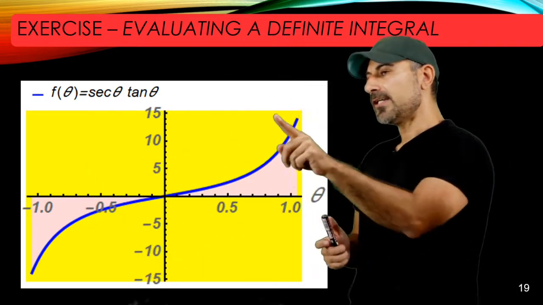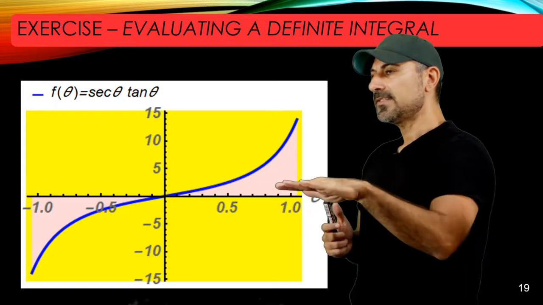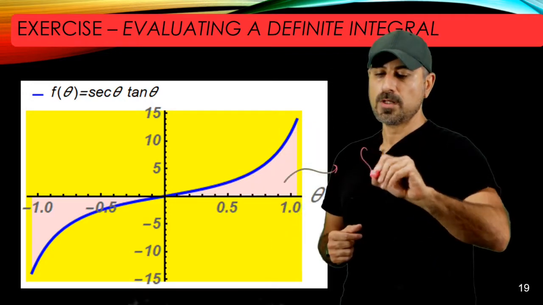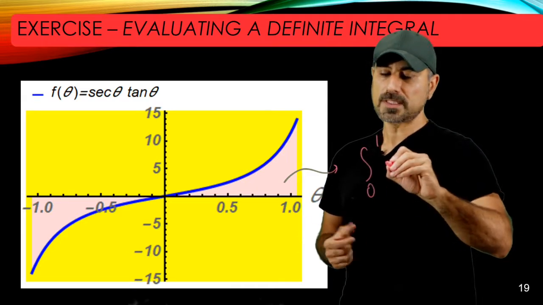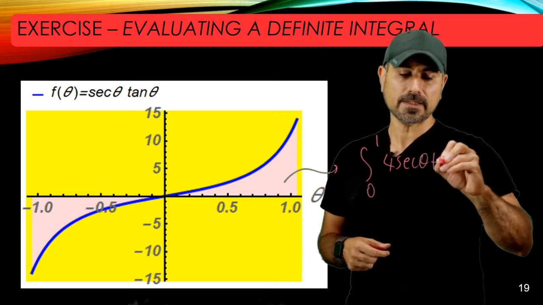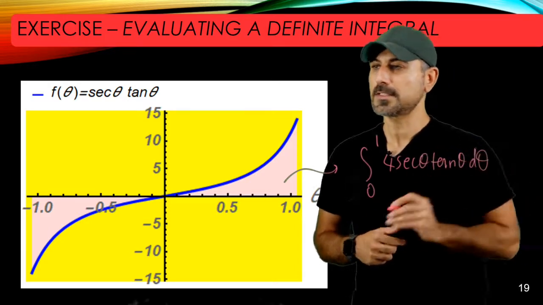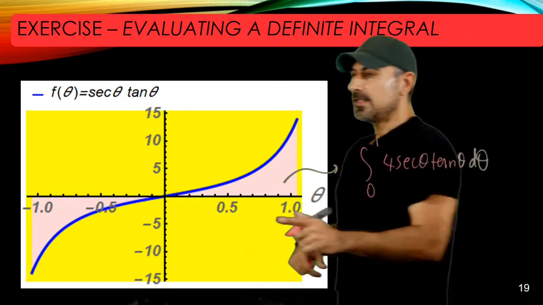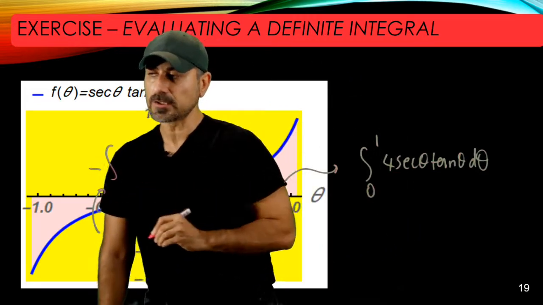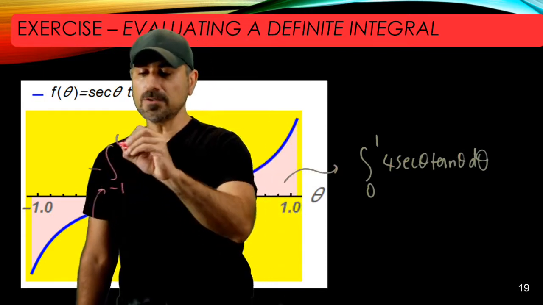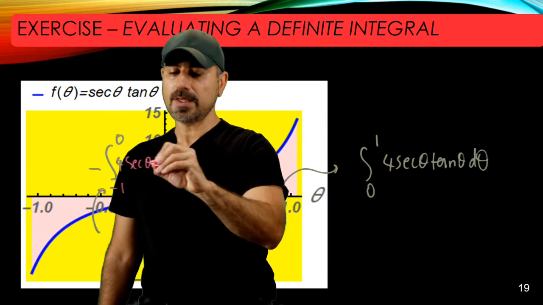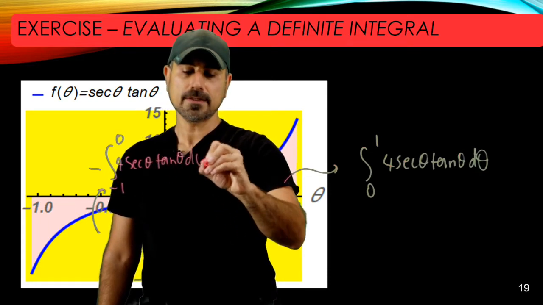So you have an area here between the curve and the x-axis. This area is the integral from 0 to 1 of, let's say our function is 4 secant theta tan theta, so this is 4 secant theta tan theta d theta. Okay? And this area here is the negative of the integral from negative 1 to 0 of 4 secant theta tan theta d theta.